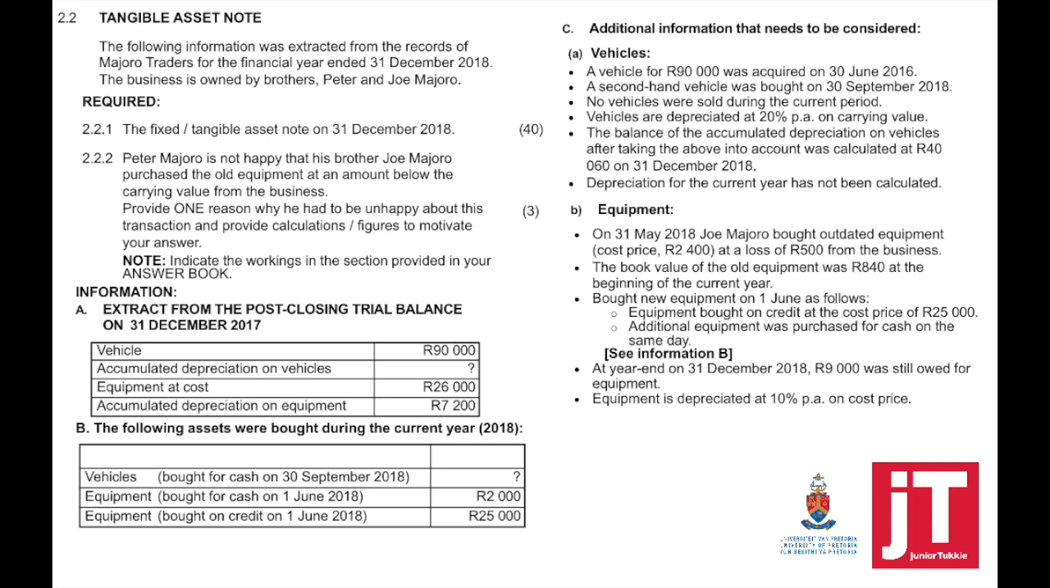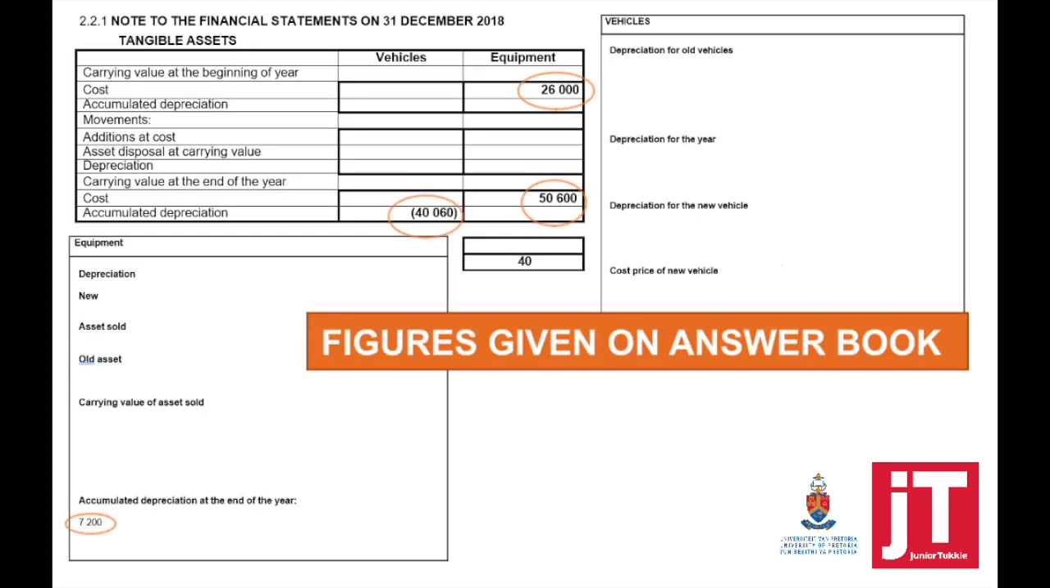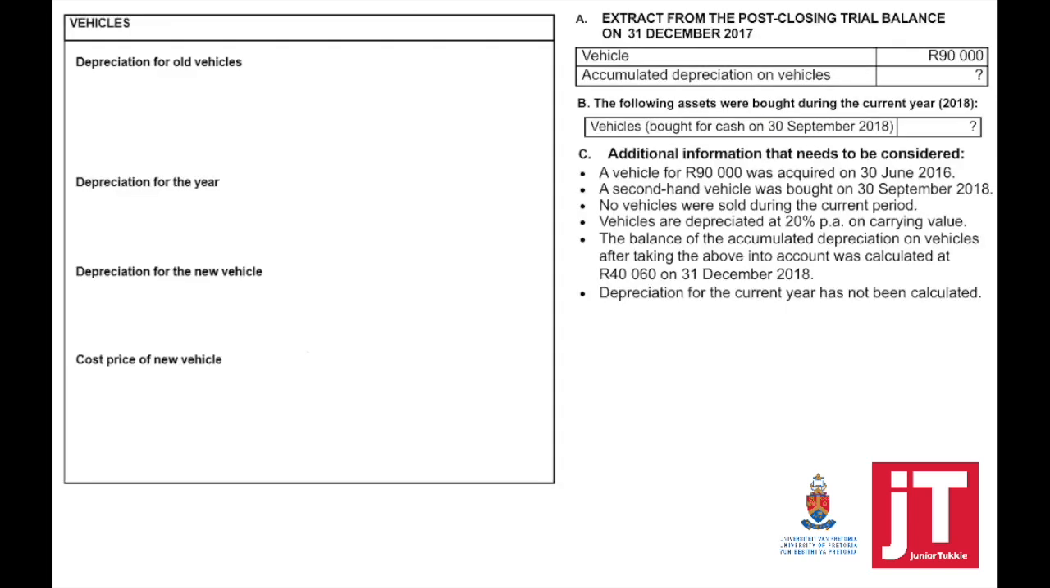We will first look at vehicles and then we're going to move on to equipment. Please remember, when figures are given to you on the answer booklet, do not change the figures on the answer booklet. Keep it as it is. If we now look at what has been given to us with regards to vehicles, an extract from the post-closing trial balance on 31 December 2017. They provided us with vehicles, and accumulated depreciation on vehicles is a question mark. It means we need to calculate it.